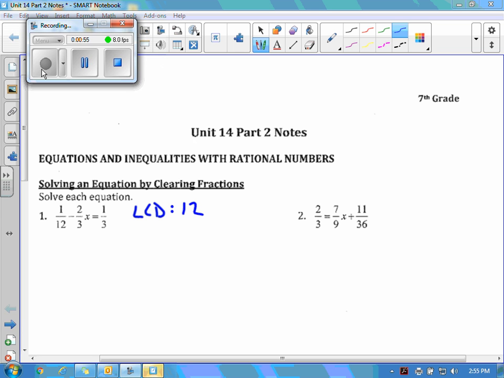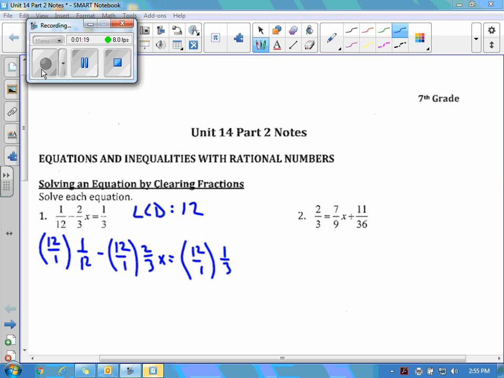Now, I multiplied every single part of this equation by 12. Or in this case, I want to write it as 12 over 1. So I do 12 over 1 times 1/12 minus 12 over 1 times 2/3 x equals 12 over 1 times 1/3. So every fraction I multiplied by 12 over 1. Also notice that I kept that negative in there. So 12 over 1 times 1 over 12 is just the reciprocal, so that's just going to be 1.